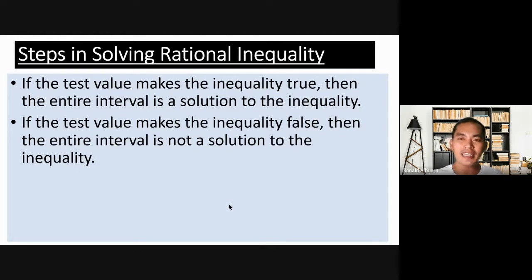So pag na-divide na yon, ang boundary niya ay yung critical value. So in between the critical value, you get 1 point and you are going to substitute to the original inequality. Then when the value is true, that's part of the solution set. But then when the value is false, the whole interval is not part of the solution set.